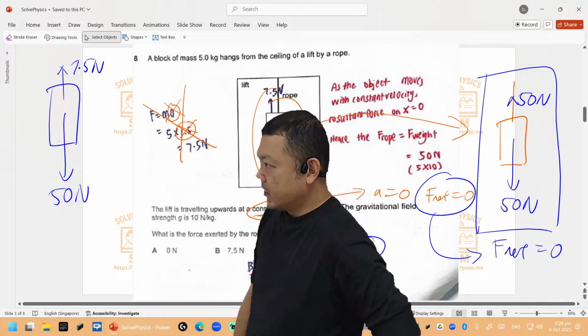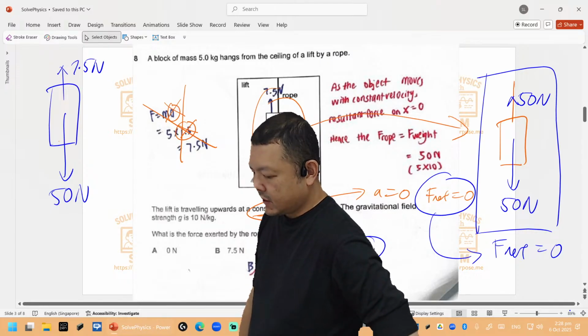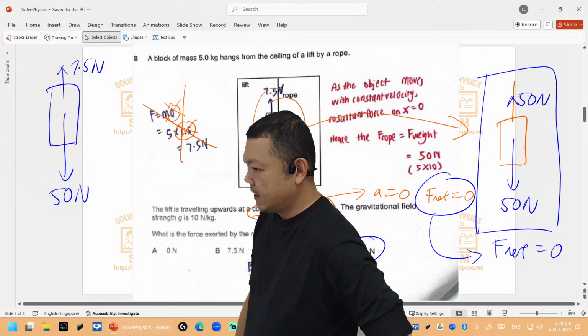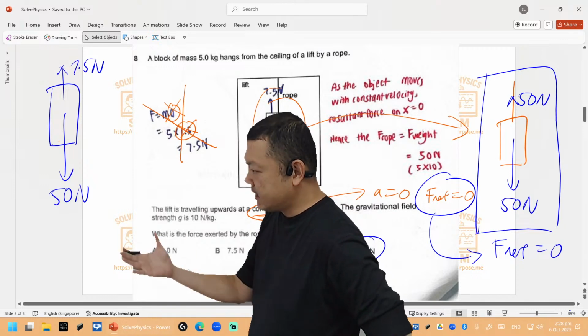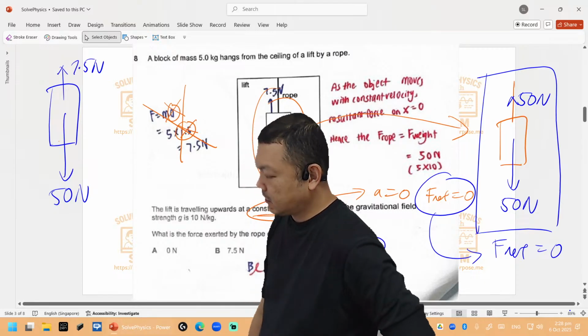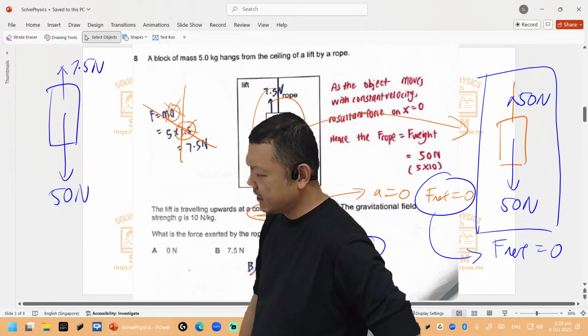Not the word I'm looking for. Not the word move. Move is not the word I'm looking for. Yeah, it will accelerate downwards. Why would it accelerate downwards? The resultant force is pointing downwards, right?